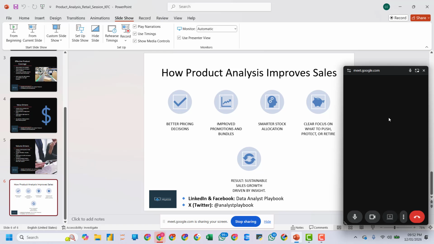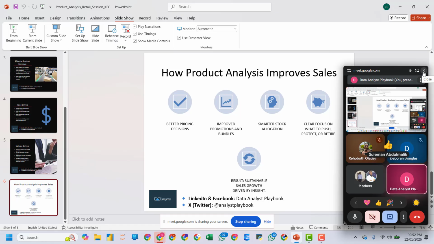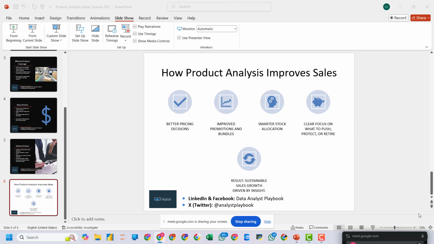So, what we should look out for in our product analysis: we should look at how product analysis improves sales. Does it help with better pricing decisions? Does it improve promotions and bundles? Does it help in stock and smarter allocation of products? And clear focus on what to push, protect, and retire. And also sustainable sales growth driven by insights.